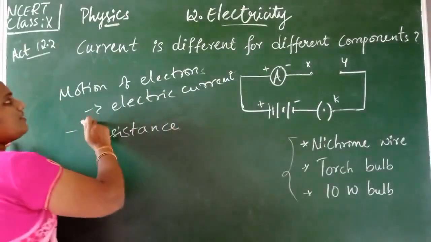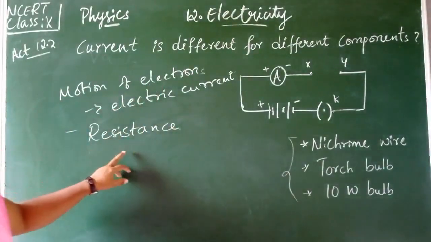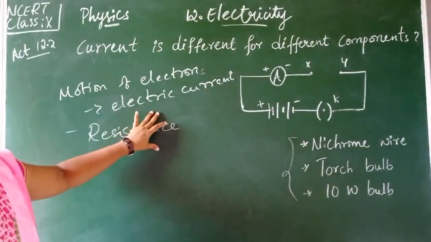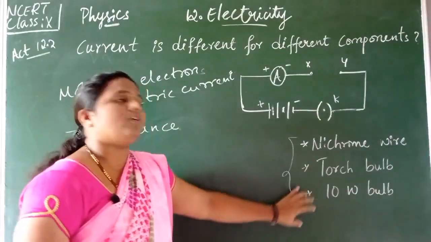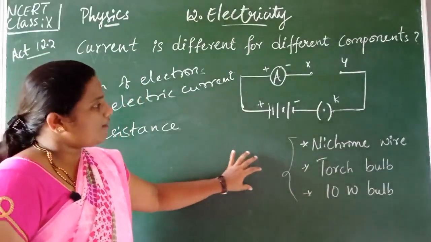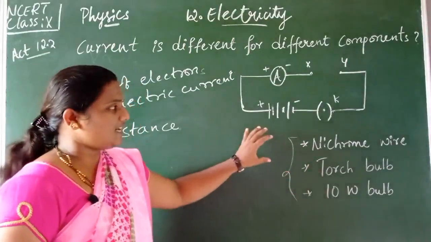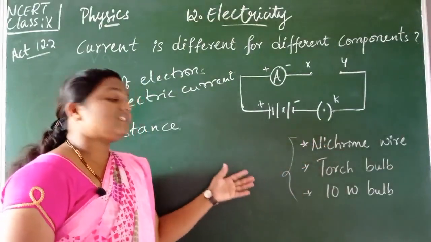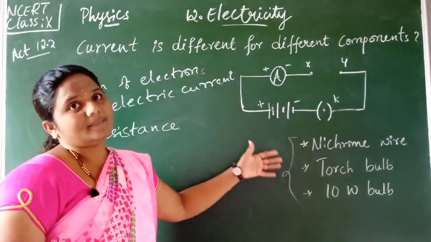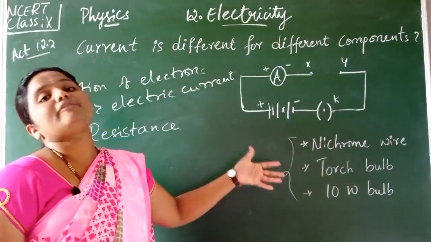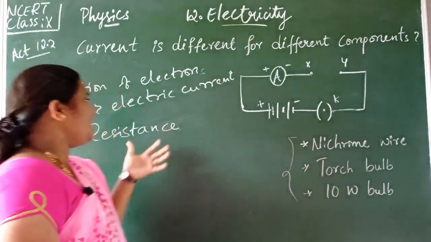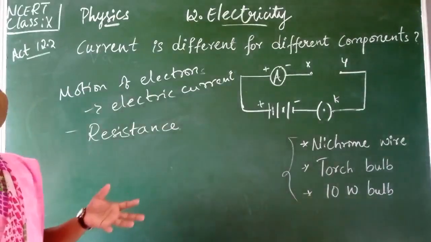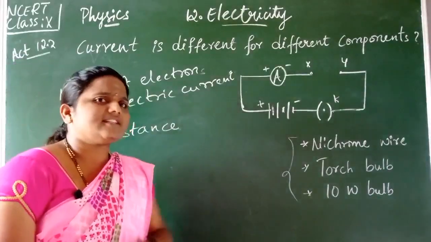Understanding, children? If the motion of electrons is retarded by resistance, then because of this, different materials offer different values of current. Certain materials allow an easy path for the flow of current, whereas others resist, which means they oppose the flow of current. Got it, children? Yes.